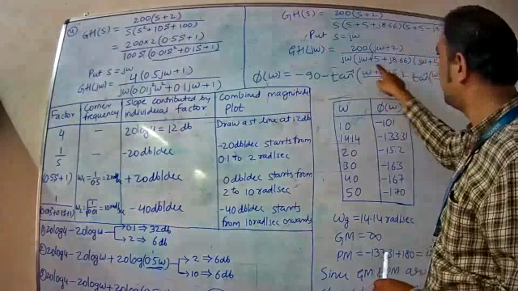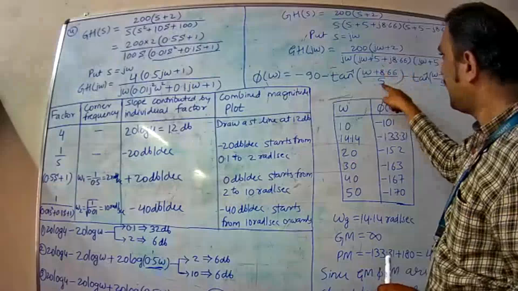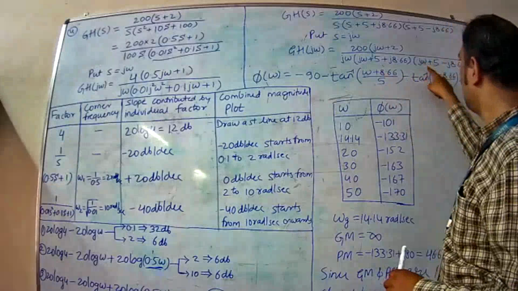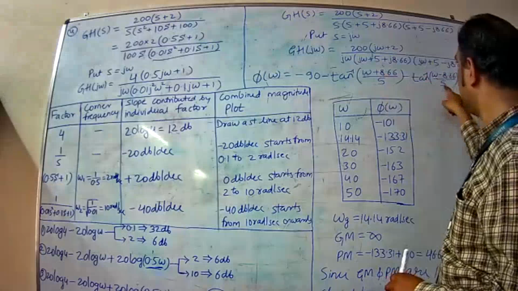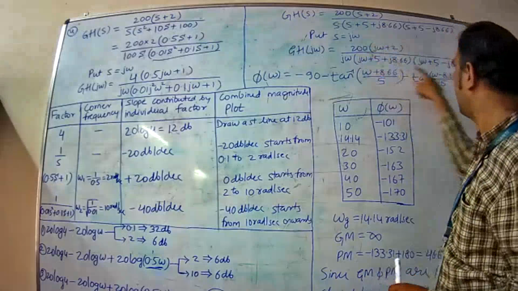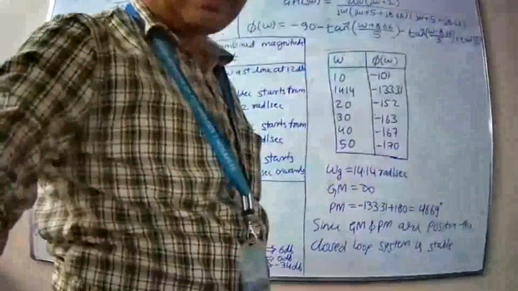if you consider these two factors and take j as common, then omega plus 8.66 and the real part is 5, minus tan inverse of omega minus 8.66 and the real part is 5. Plus, this factor is in the denominator, tan inverse of omega by 2, tan inverse of omega by 2.